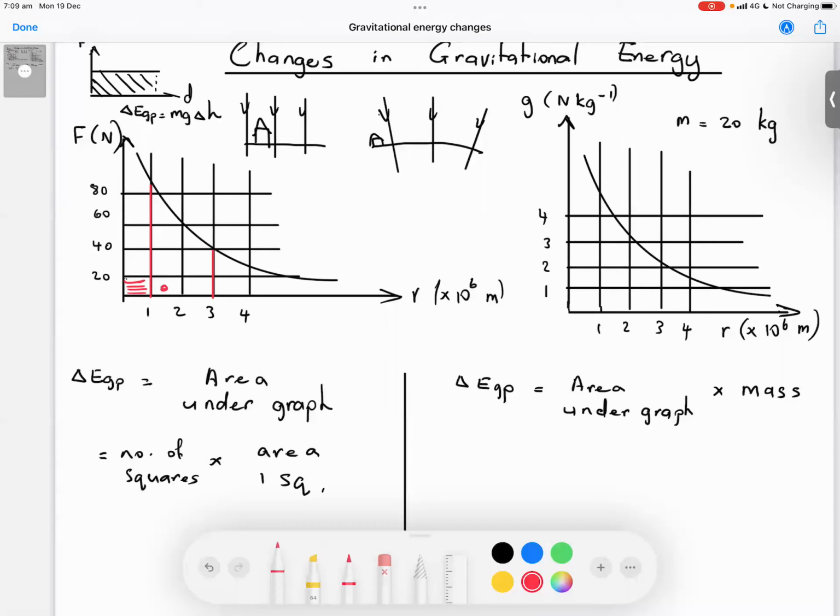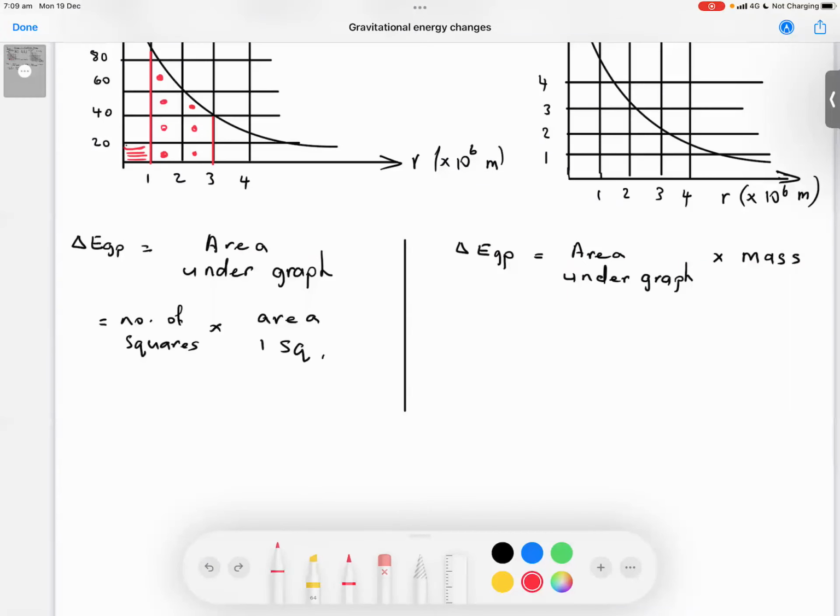So we count squares: 1, 2, 3, 4. If the square is more than half covered, we've got just slightly more than half a square, then we count it. If it's under, then we don't count it. So we've got 4 there, 5, 6. We'll count that one. That's right on. That could be arguably just under actually, but we'll count it. That's 7. We've got a little bit there we could add in, but I've counted 7. And then we multiply that by the area of one square. So that becomes 7 squares.